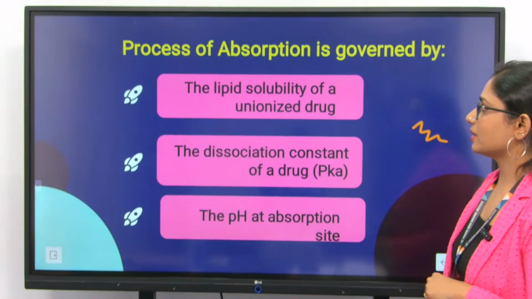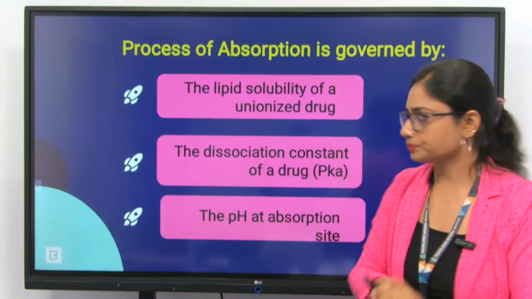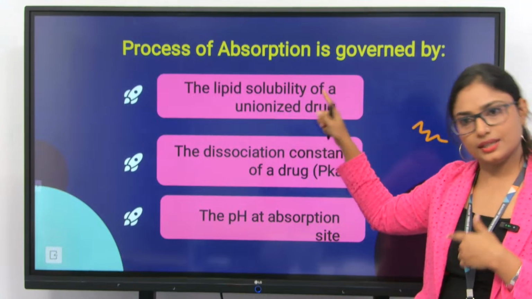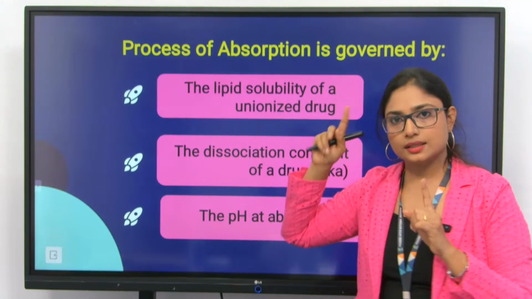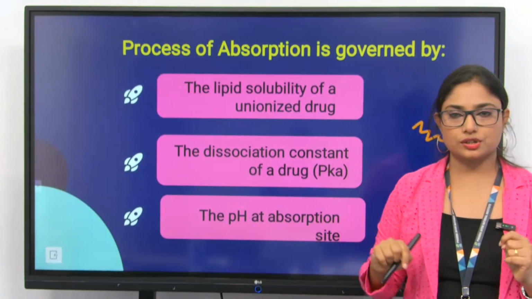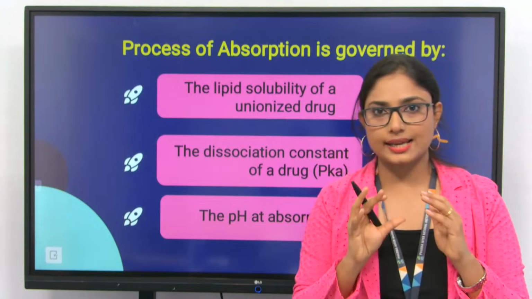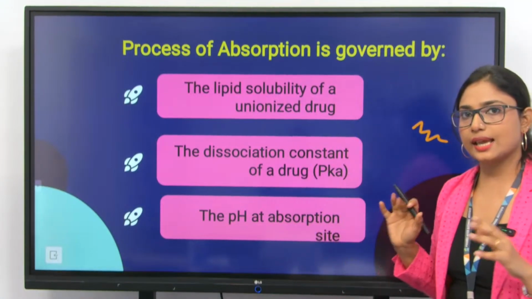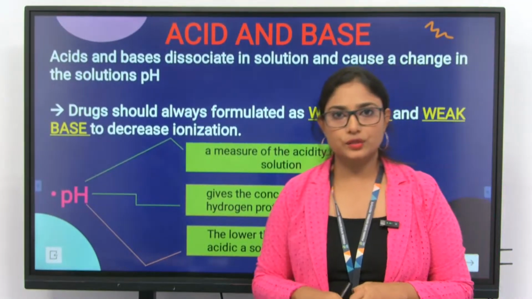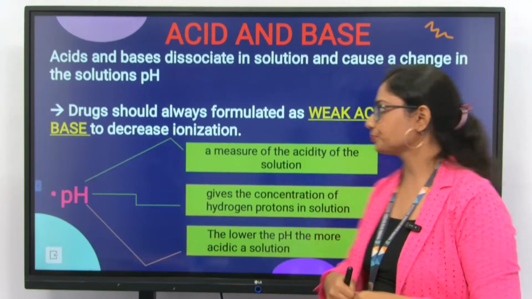The process of absorption is governed by three factors. Lipid solubility of the unionized drug: of course, the drug should be lipophilic and in an unionized state. The dissociation constant. What is this dissociation constant? I'll explain in the coming slide. And the pH. The pH of the absorption site is very, very important in case of absorption. We can see each one in detail. Before that, you have to know about acid base, pH and pOH.